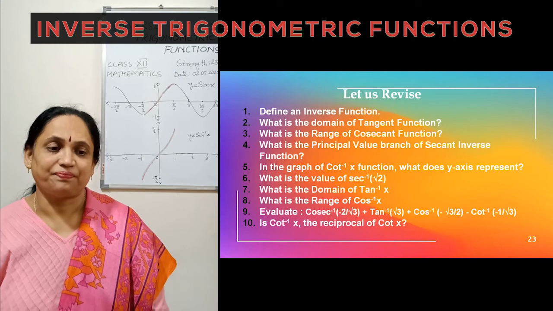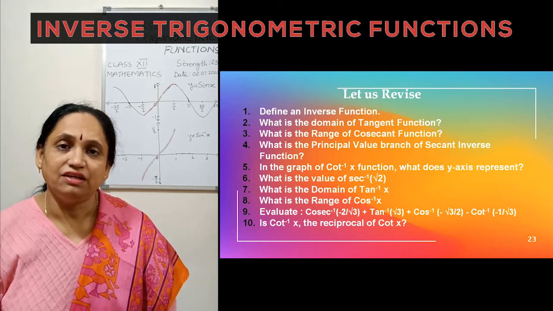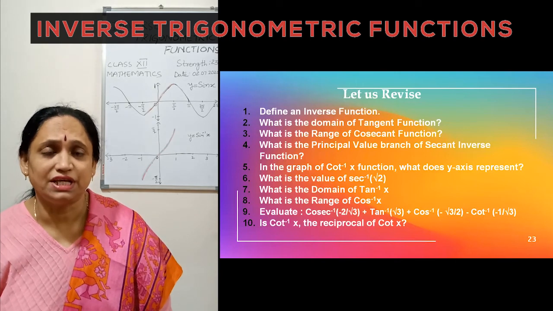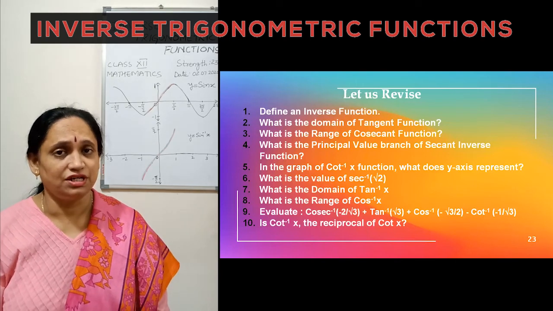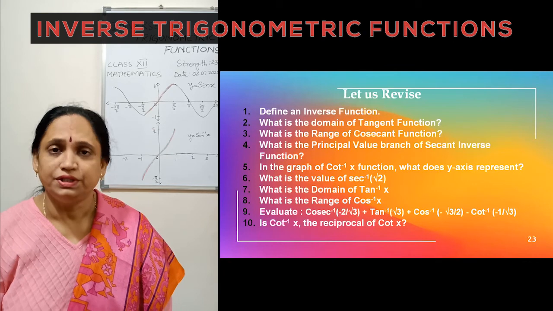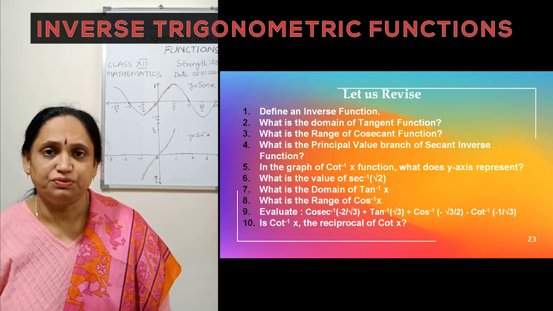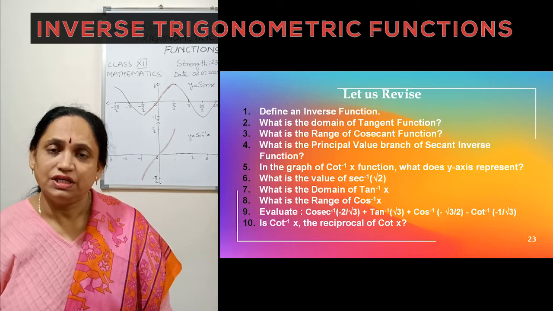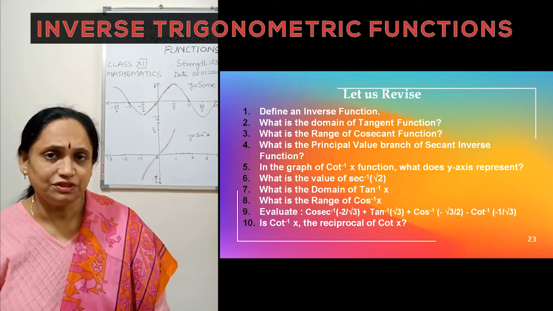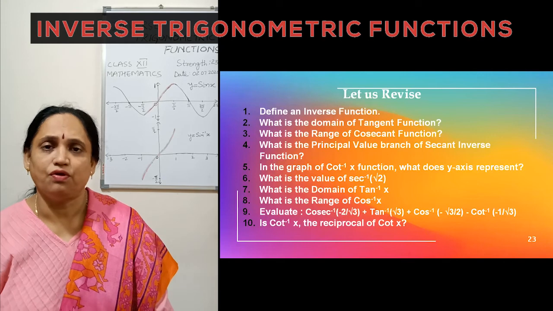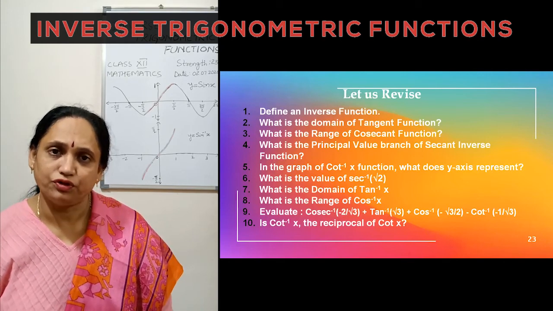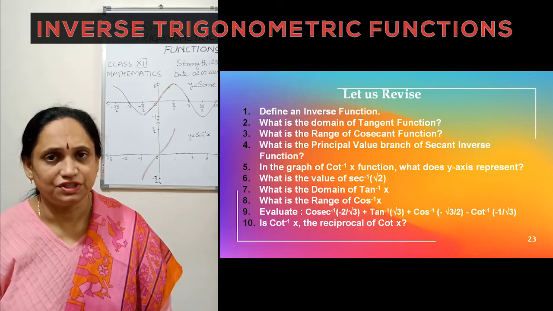Let us revise. Define an inverse function. I'm sure all of you will be able to say now that if a function is 1, 1 and onto, then it is invertible. And F inverse is the denotation for the inverse function, and the domain and range of the F inverse would be just the reverse of the domain and range of the function which is given.